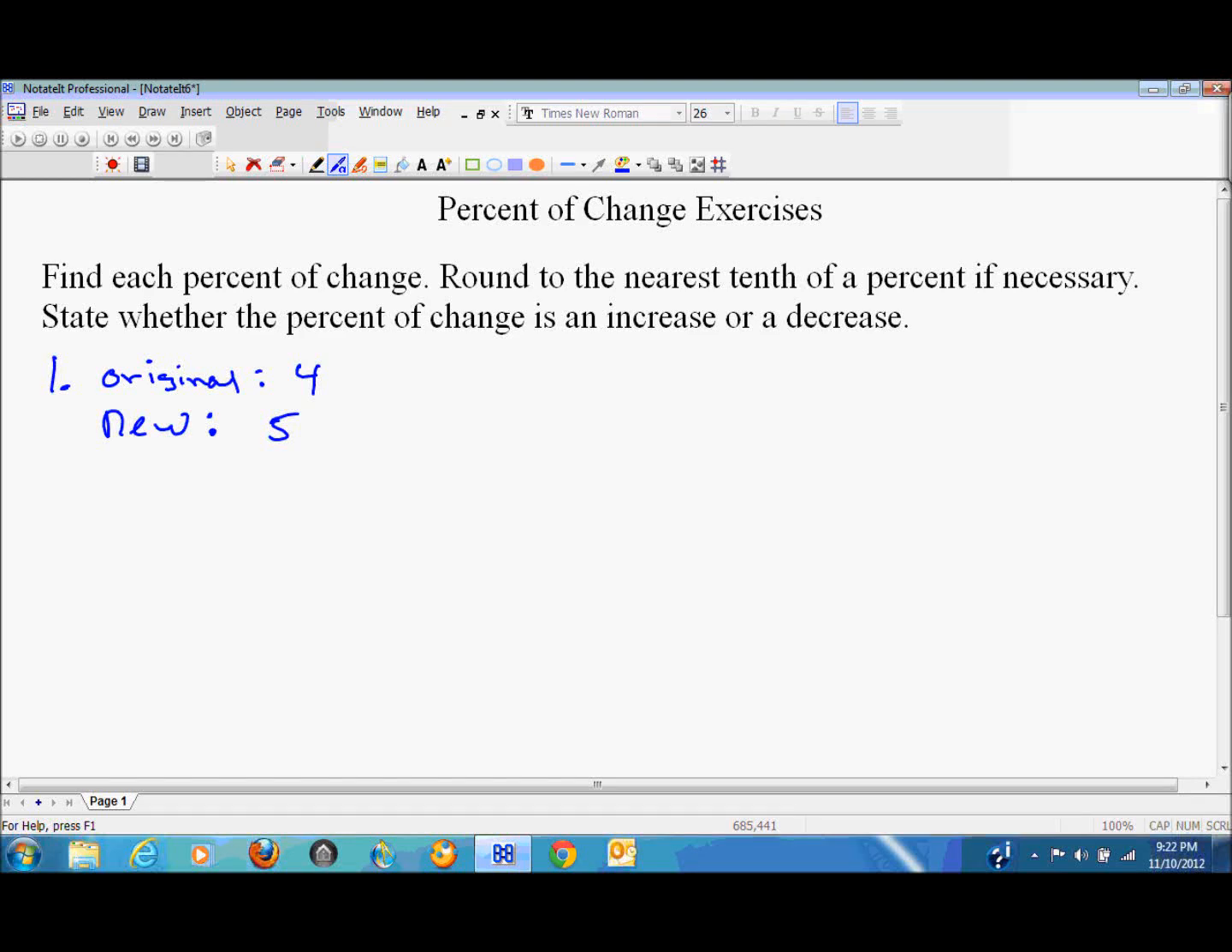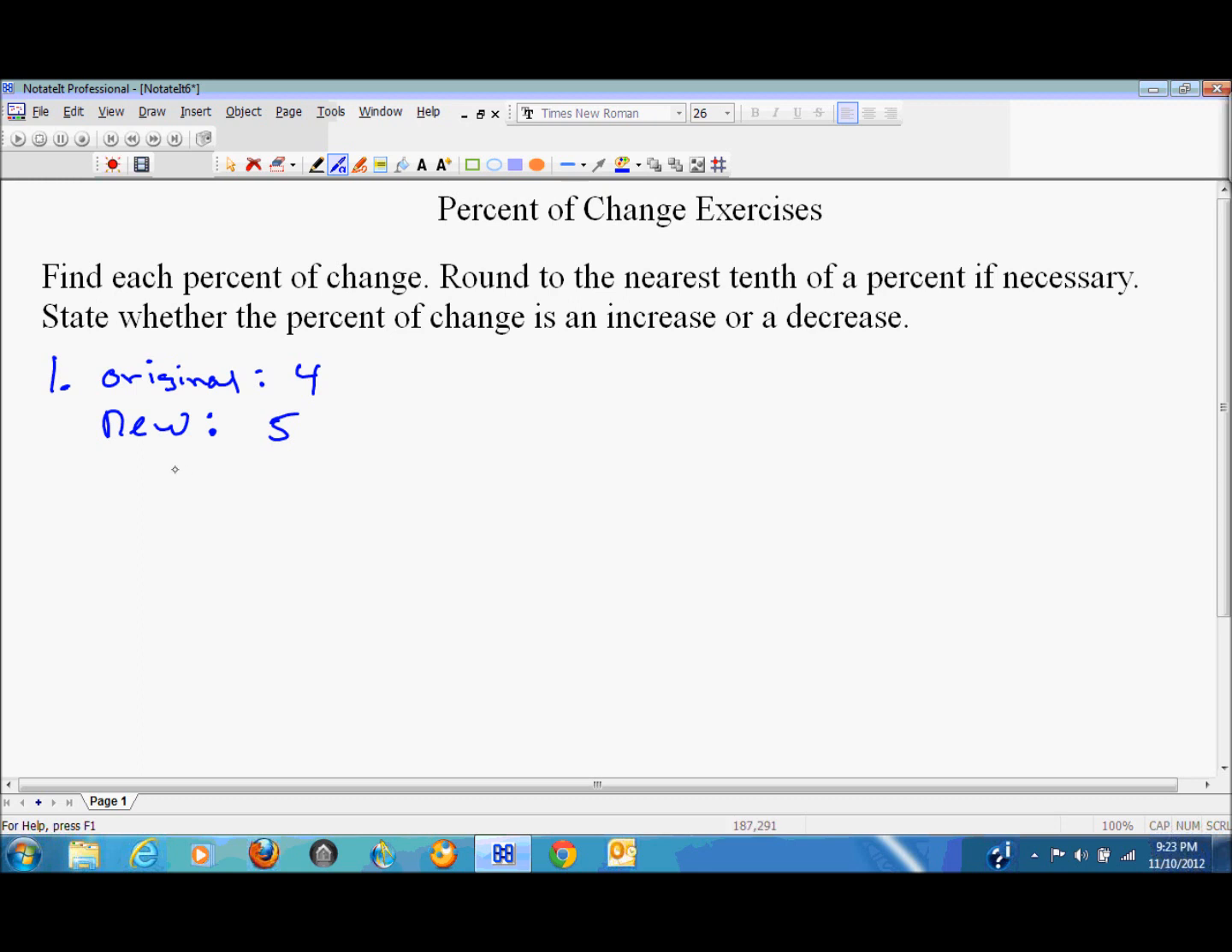Okay, well, let's take a look at some percent of change exercises. So we want to look at the following problems: find the percent of change, round to the nearest tenth of a percent if necessary, and also state whether the percent of change is an increase or a decrease. So our first problem gives us the original is 4 and the new is 5.